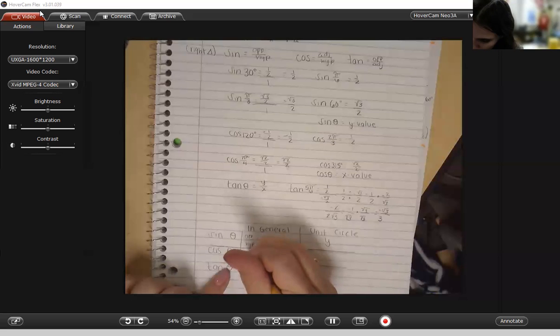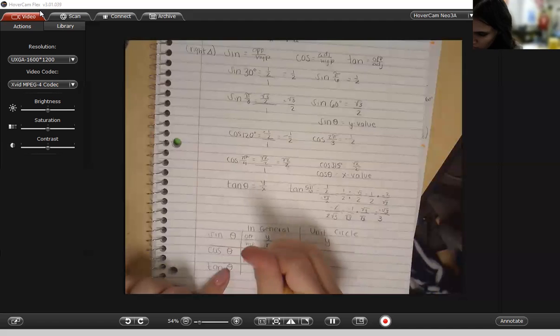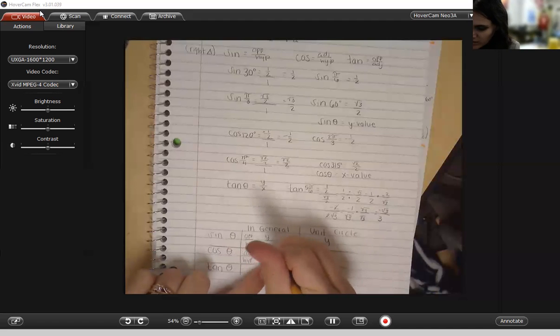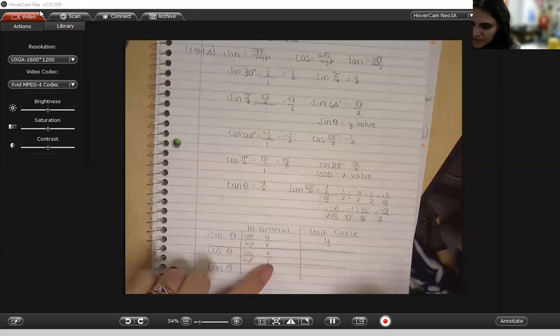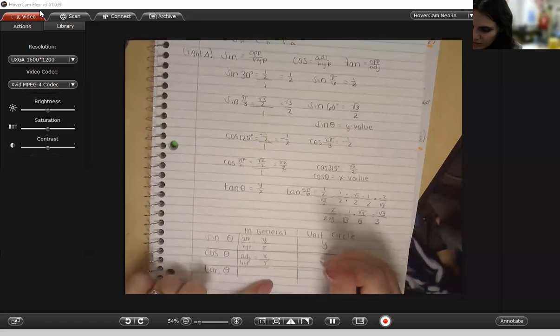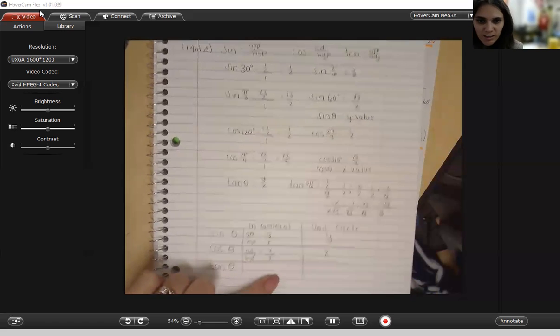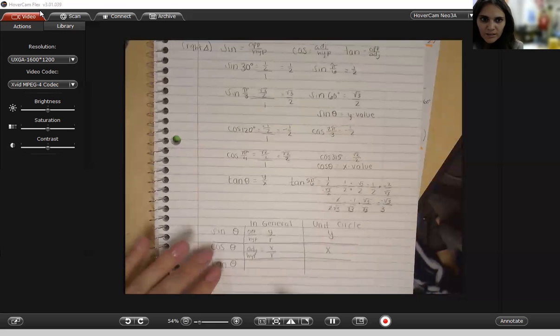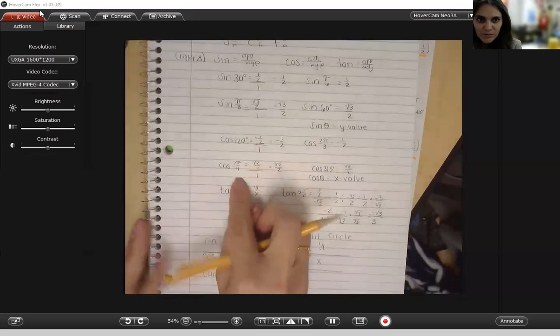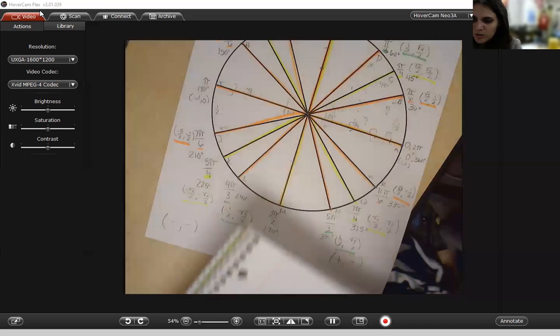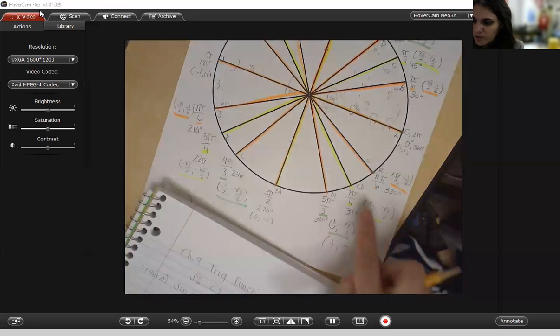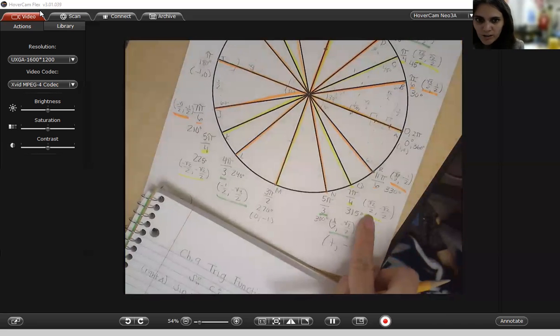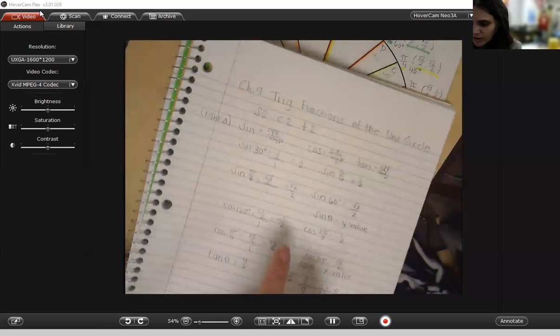Cosine in general, we said is equal to the adjacent over the hypotenuse, which we said in a circle will always be the x value over the radius. In a unit circle, the radius is 1. That'll always just be equal to x. So again, if I'm looking for the cosine of 7 pi over 4, I can look at my unit circle and go 7 pi over 4. The x value is rad 2 over 2. That is my cosine.